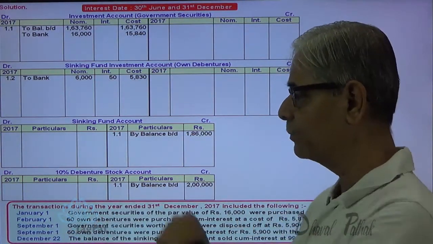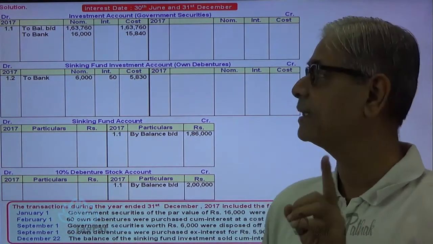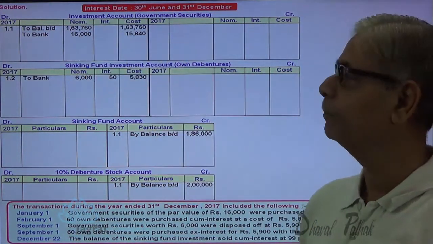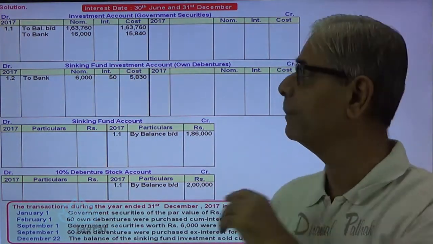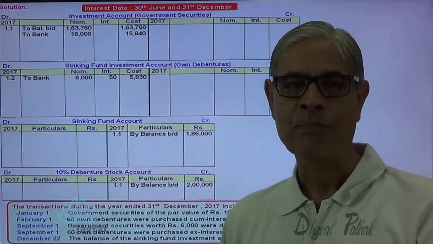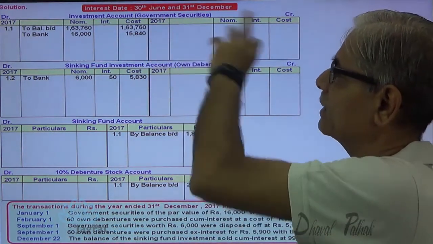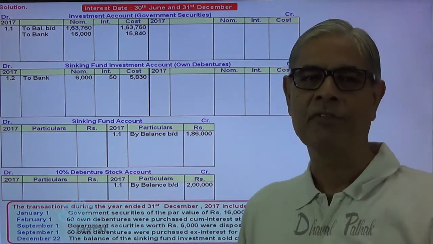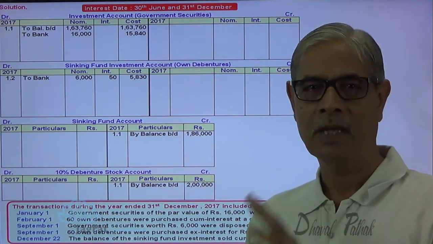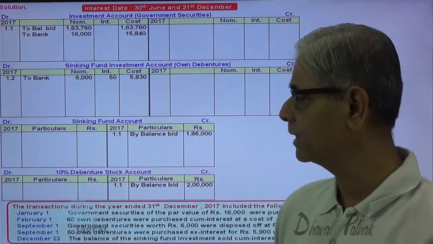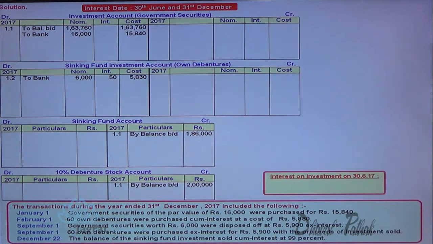Now the next transaction is 1st of September. Before that, the 30th June interest date turns up. On this investment I am going to receive interest, and interest is also due on the sinking fund investment in own debentures. So on these 2 securities I am required to write the entry for interest to be received on 30th June, because the interest date is 30th June. On the debenture also we are required to pay interest on 30th June, because the interest date on the debenture liability is also 30th June and 31st of December. So before I proceed with the transaction of 1st of September, I should write the entry for interest.